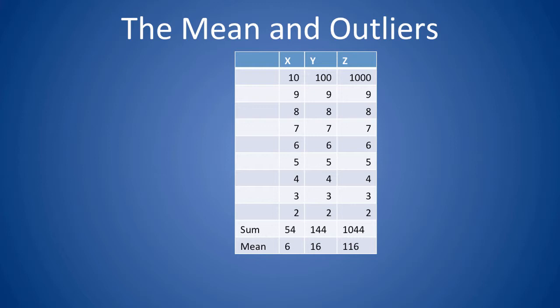As you maybe have read, and it is certainly true, the mean is very sensitive to outliers. Here are 3 data sets, an x, a y, and a z. They are identical to each other except for one number. The mean ranges from 6 to 116 here. X and y and z have a lot of values in common. This one outlier causes the mean to jump from 6 to 16 to 116.